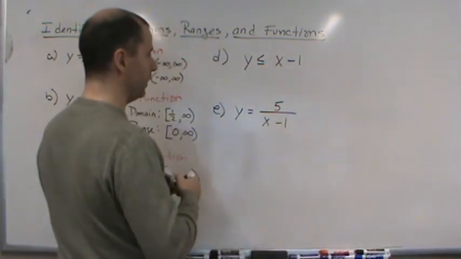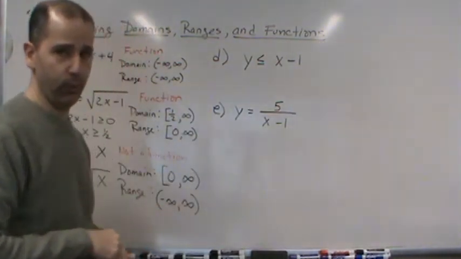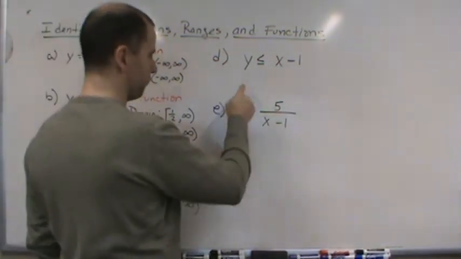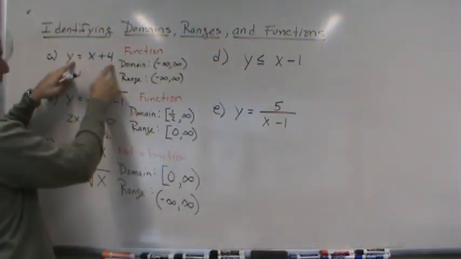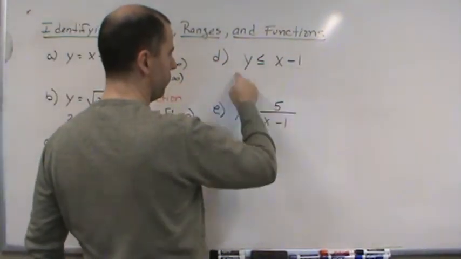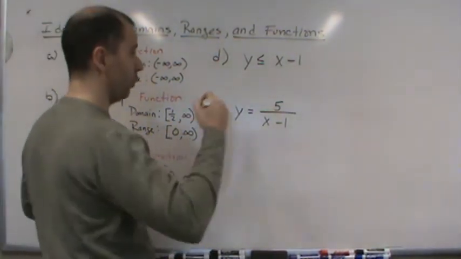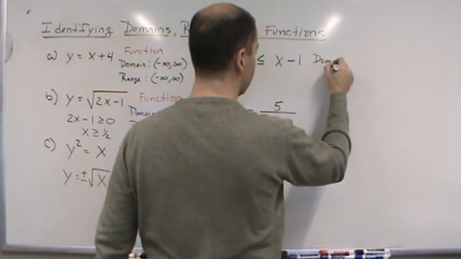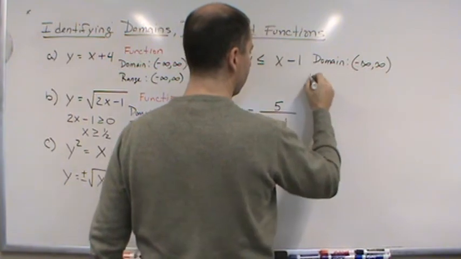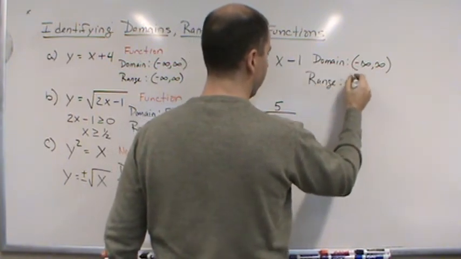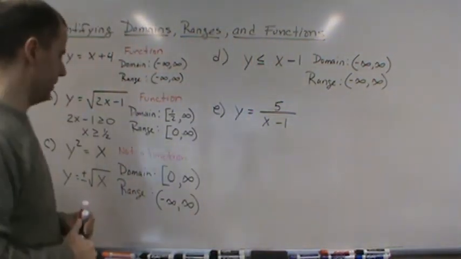And now what's the range of this thing? The range is going to be all real numbers, because it's sort of like this one, it's linear: for every x value, you're just subtracting 1. So this is going to have a range of all real numbers and a domain of all real numbers. The domain is negative infinity to positive infinity. The range is also the same thing. But this is not a function.